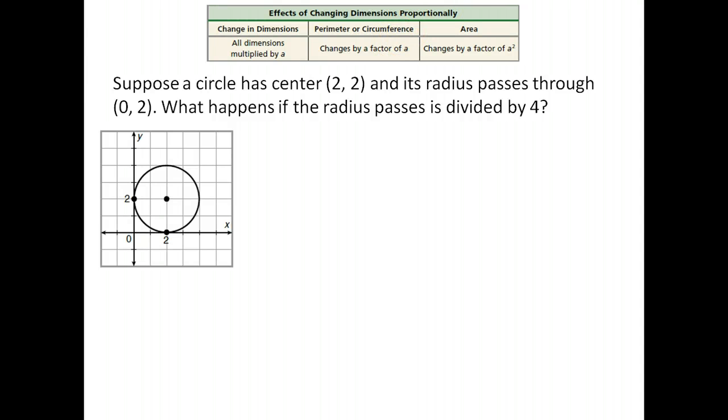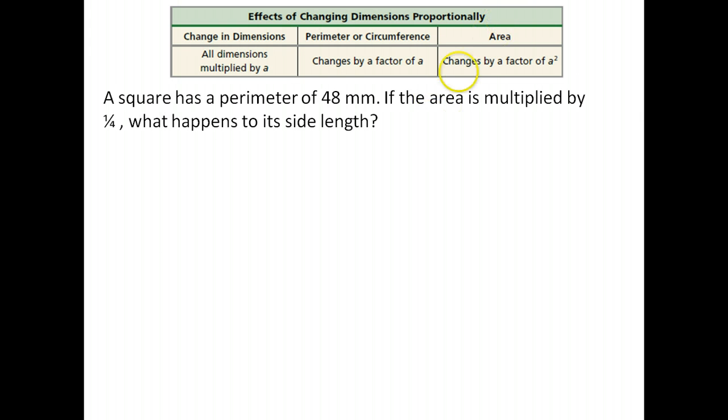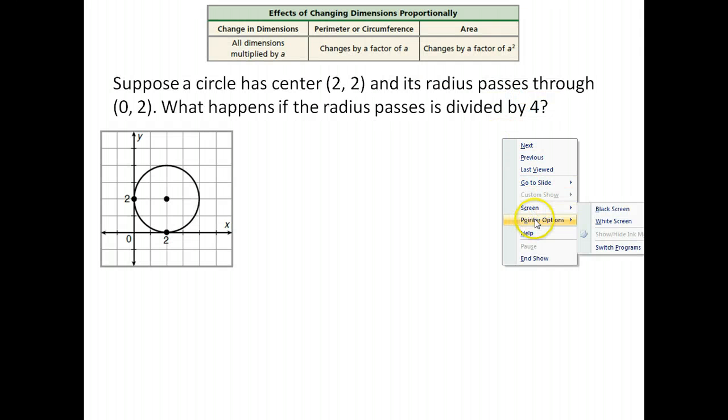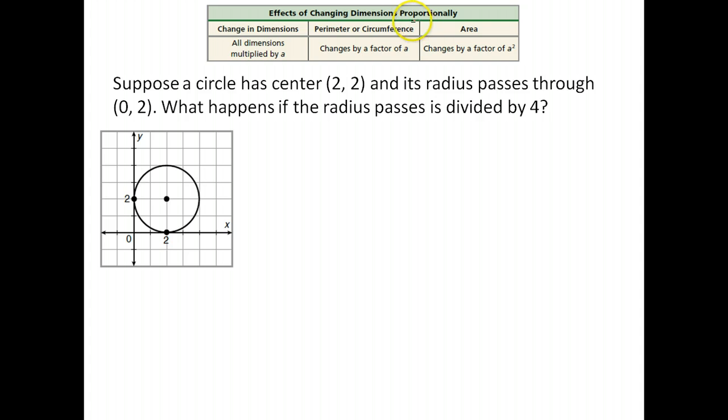All right, so suppose the center of our circle is at 2, 2, and its radius passes through 0, 2. What happens if the radius is divided by 4? Now, you could take a look at this circle and say, well, what is the radius now? The radius is 2.